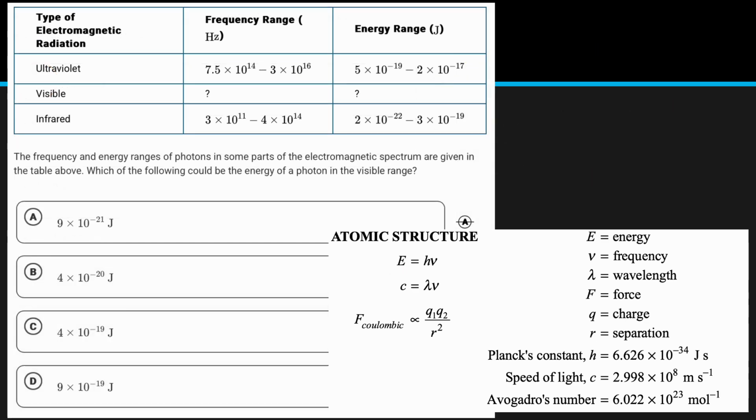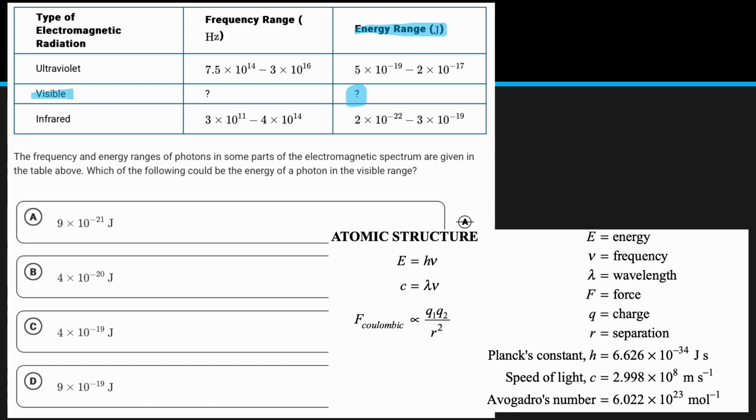All right, so this question says the frequency and energy ranges of photons in some parts of the electromagnetic spectrum are given in the table above. Which of the following could be the energy of a photon in the visible range? So we're looking at energy and we're looking at visible range. So we're trying to find this question mark here.